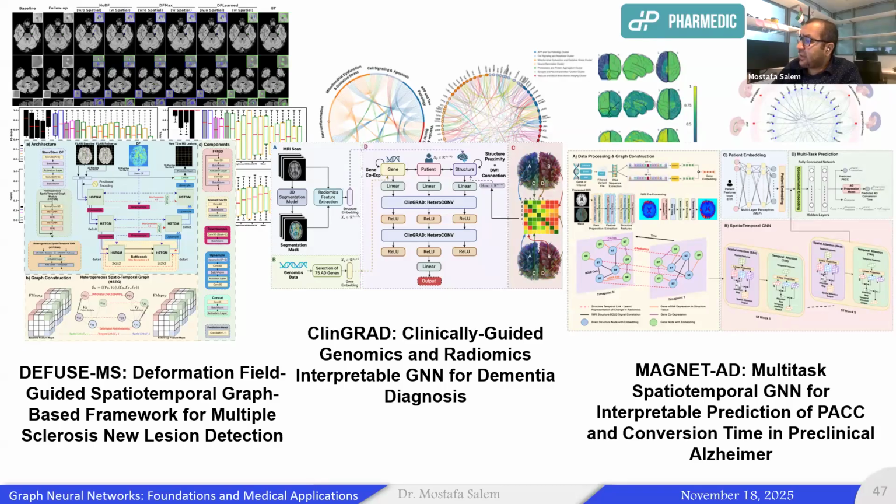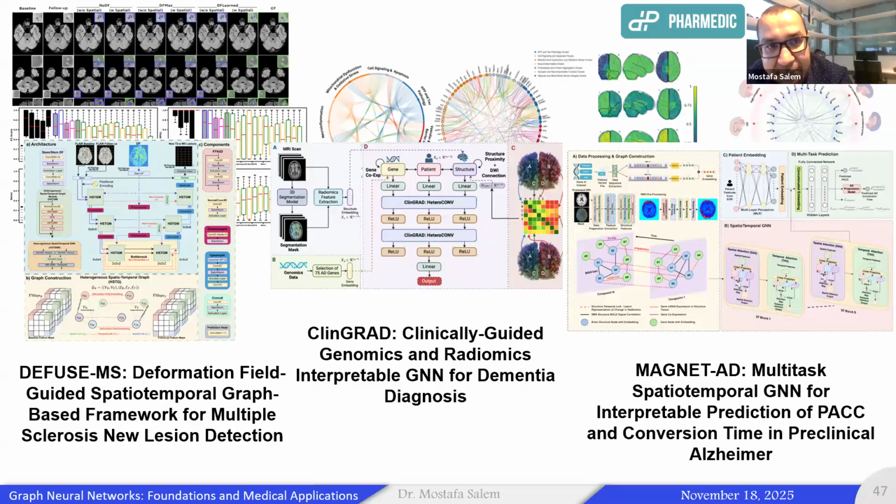In the last MICCAI, which was in South Korea, we published 3 papers. All of them depend on graph neural networks. The first one was Diffuse MS, in which we use structural MRI deformation fields to do multiple sclerosis lesion detection. And also we published what's called ClinGrad, which is a clinically guided genomics and radiomics interpretable GNN for dementia diagnosis. And also we published MAGNET-ED, which is a multitask spatiotemporal GNN for interpretable prediction of time to conversion in preclinical Alzheimer's. I was so fast.